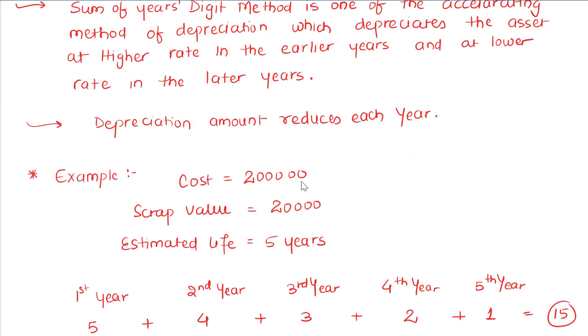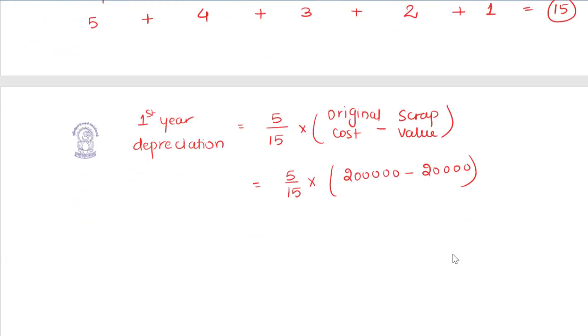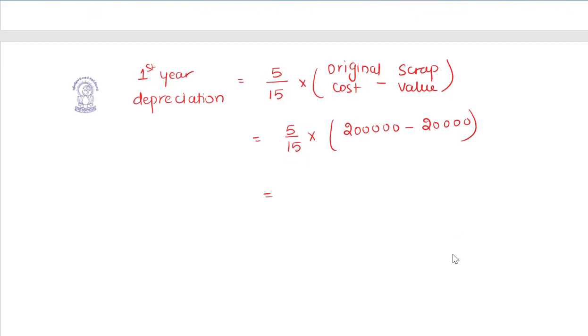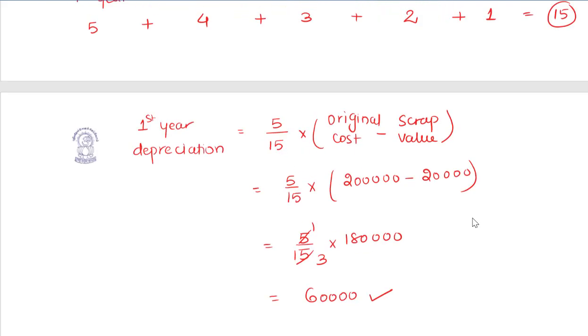Just see the question once again. Cost is 2 lakh and scrap value is 20,000, that is given over here. This means 5 by 15 multiplied by 1,80,000, and it would be 1 by 3. So this would be 60,000. First year depreciation is 60,000.